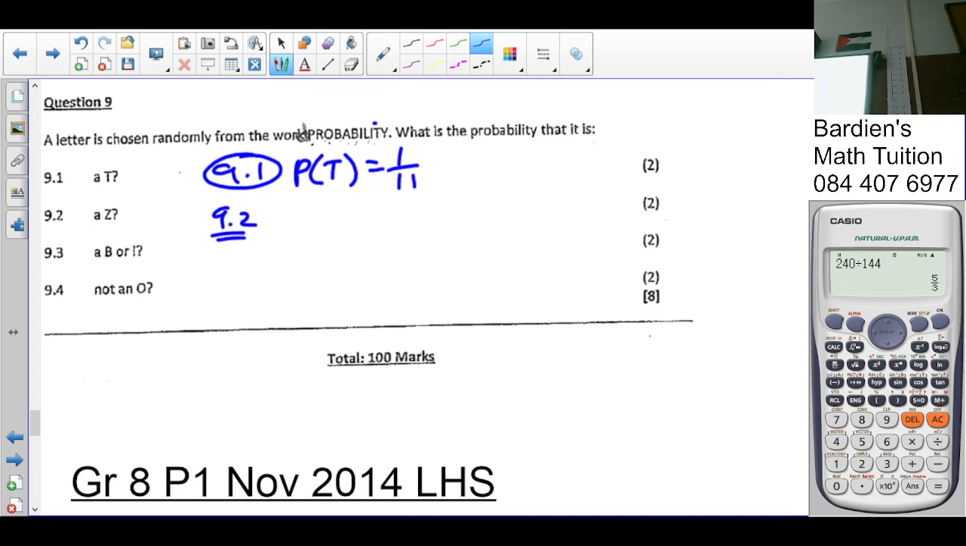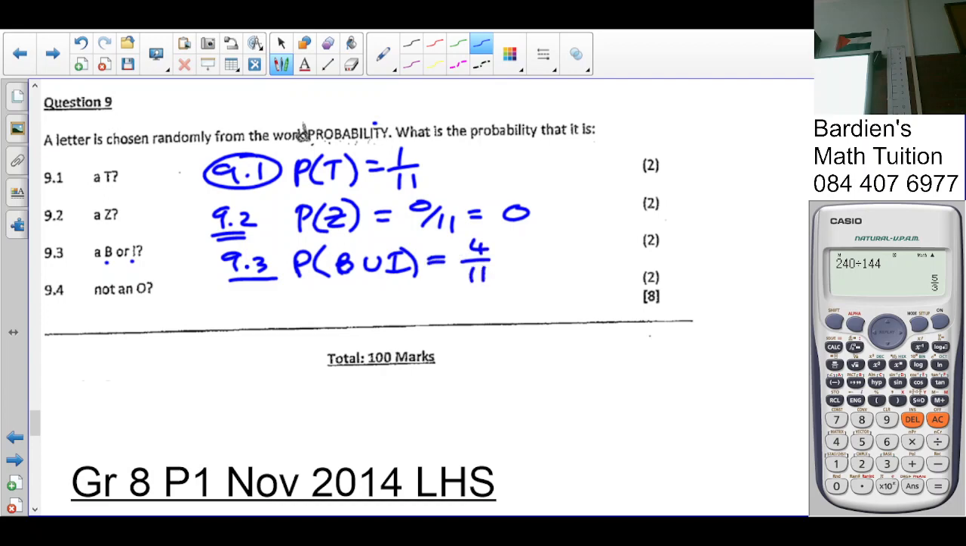9.2, the probability of it being Z. There are no Z's. 0 out of 11. 9.3, a B or an I. So how many B's are there? There are 2 B's and 2 I's. The probability of B or I. What do we call this? Union. So it's or, yes. 4 out of 11. And the last one, 9.4, not an O. So how many non-O's are there? 10. So the probability of not an O is 10 out of 11.